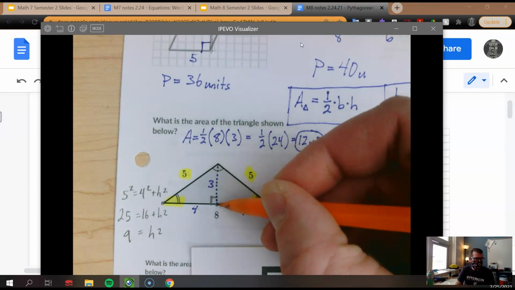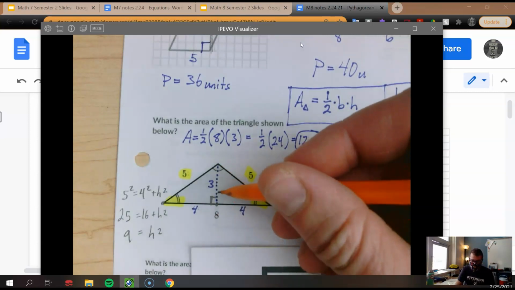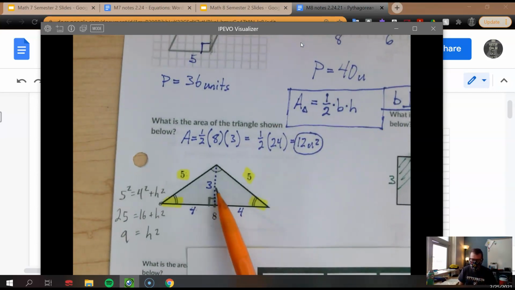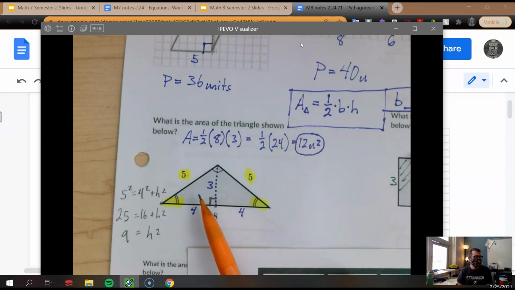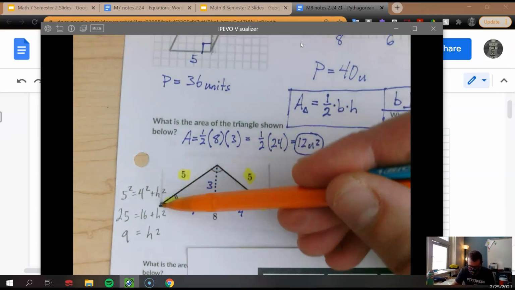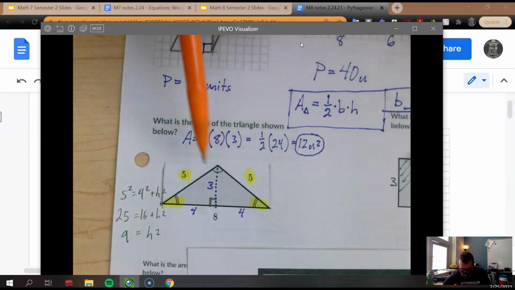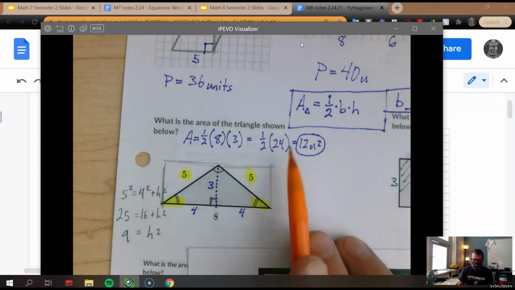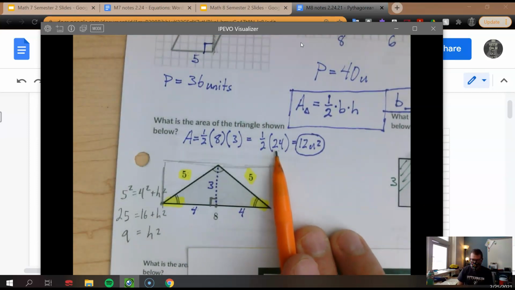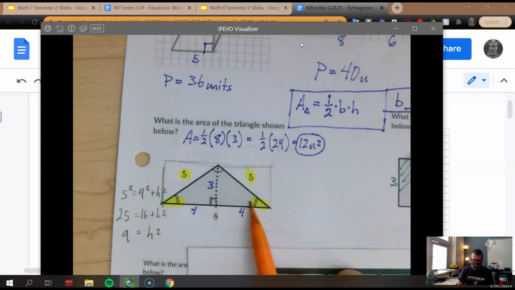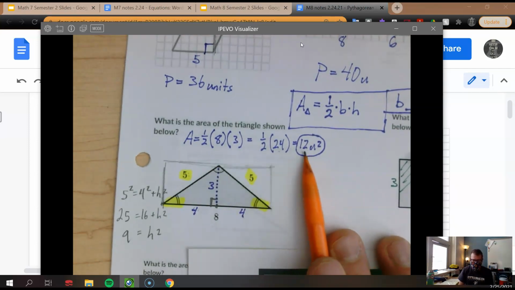Thinking back to what we've done in previous years, but this is why some of us might need to review because you come from 12 different elementary schools. A triangle is half the size of its related rectangle. Meaning, if I turned this into a rectangle with base of 8 and height of 3, it would have an area of 24. But since the triangle only takes up half of that area, half of the 24 is 12.